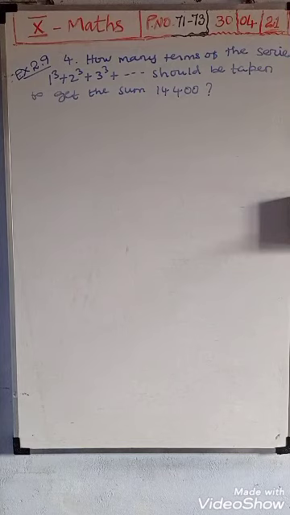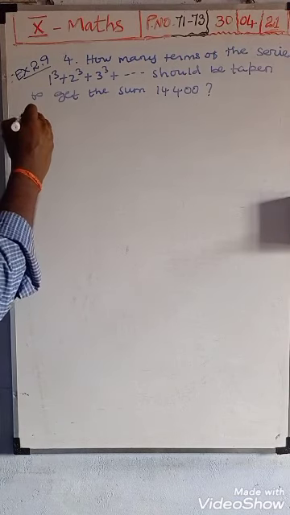Next, the fourth question. The fifth one I have already completed. How many terms of the series 1 cube plus 2 cube plus 3 cube up to etc. should be taken to get the sum 14,400? How many cube terms should be added so that the answer is 14,400? Let's see the solution.